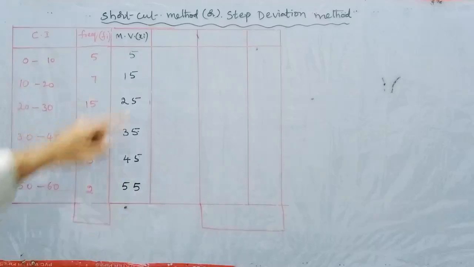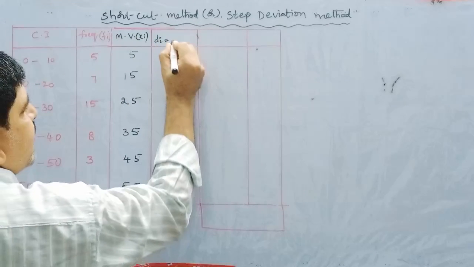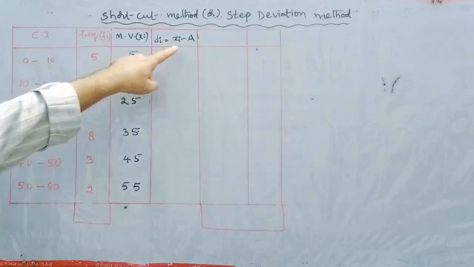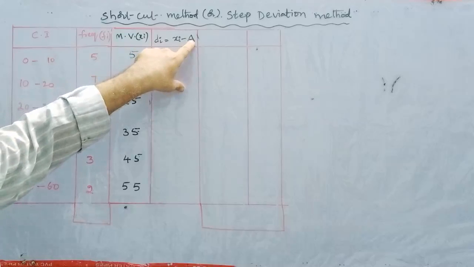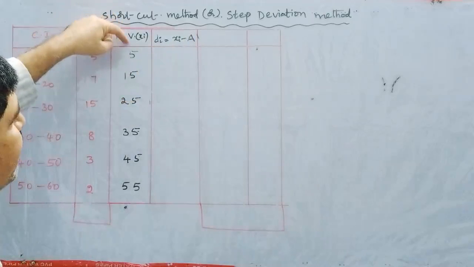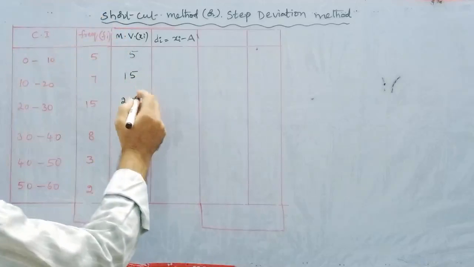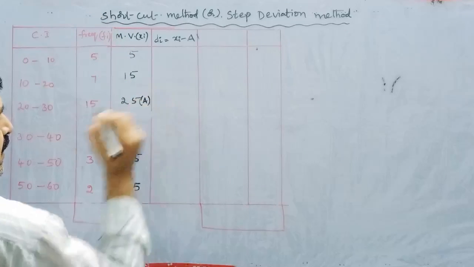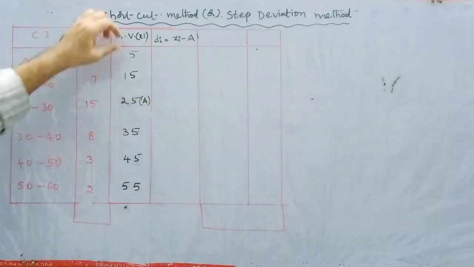Next column is deviation, di. So di is equal to xi minus a. What is xi? Mid values. What is A? A is the assumed mean. Assumed mean is taken from the mid values. You can take any one of these values, but I am taking the value opposite the highest frequency. Now A is 25.